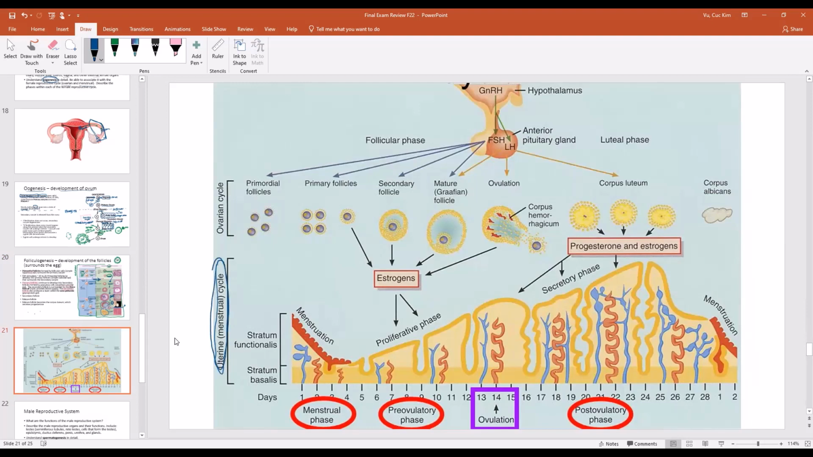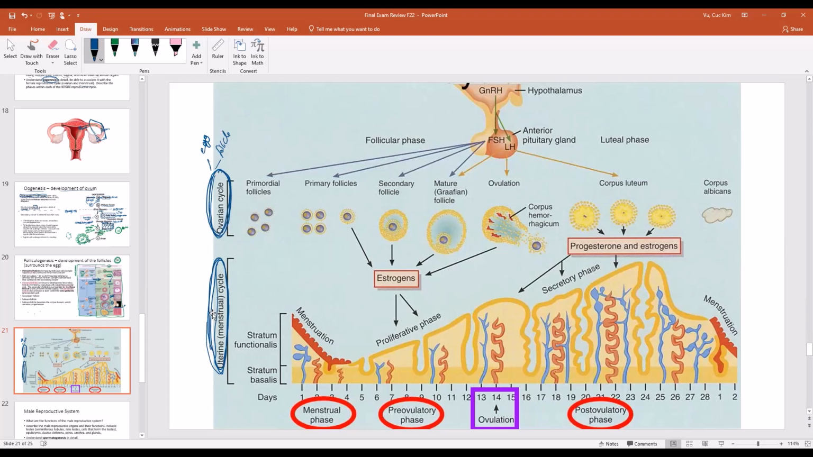So far we've only done the ovarian cycle, but the ovarian cycle had two parts: the development of the egg and the development of the follicle. Those two parts were only about the ovarian cycle. Now I have to add on the uterine cycle. So now we're going to take a look at what happens to the uterus lining.